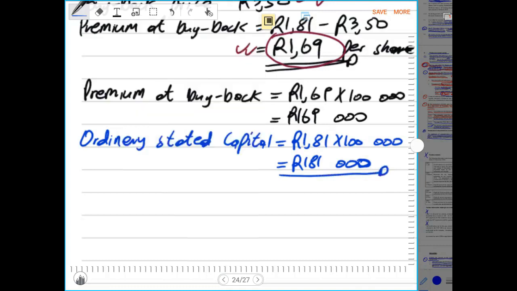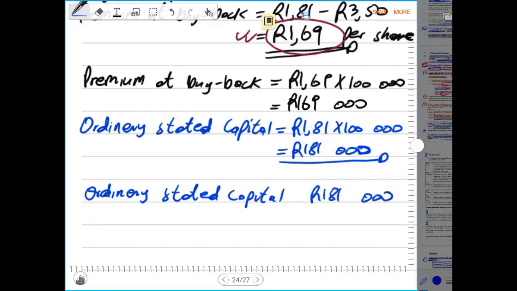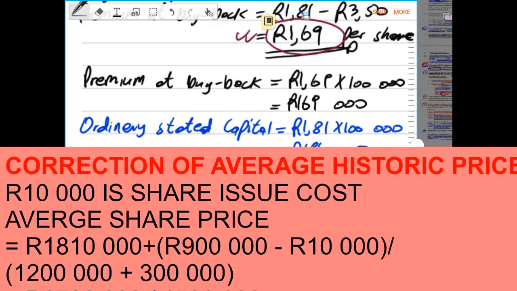This is the capital. So now, in other words, if we can summarize and put this in a format, and you say how much to pay to the shareholder, the company will pay the ordinary stated capital. The company will pay the capital of 181,000 rands, and the company will pay the premium at redemption.